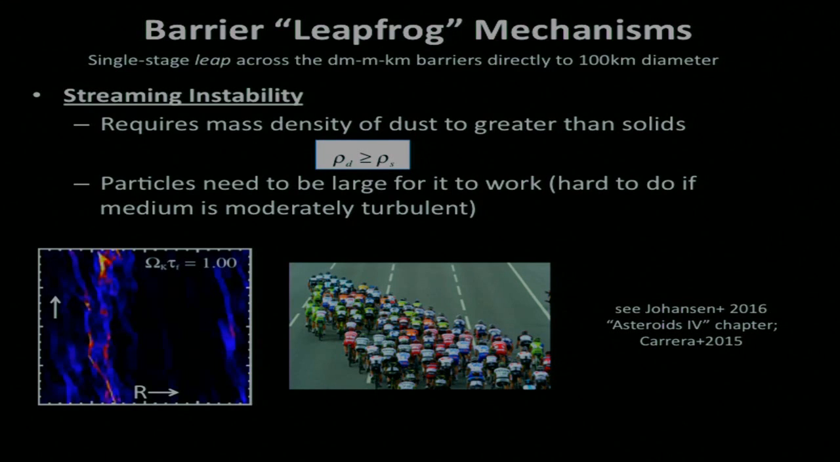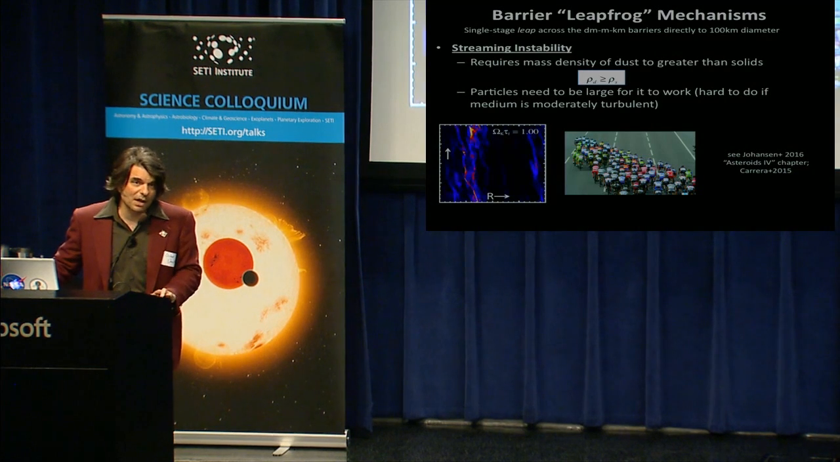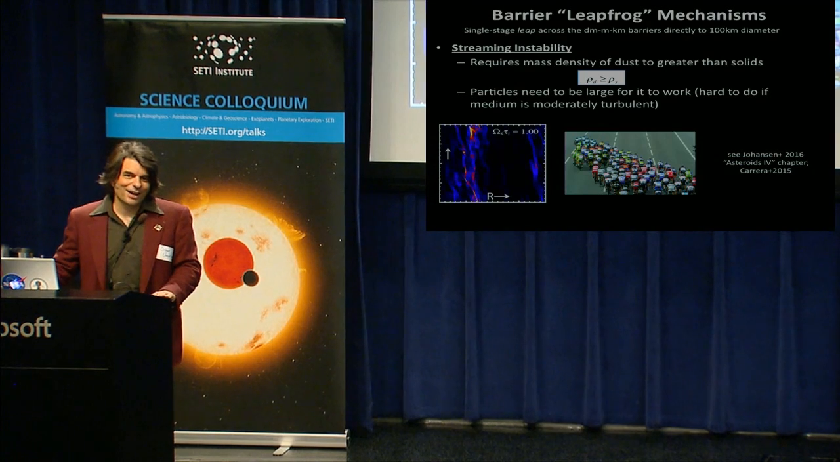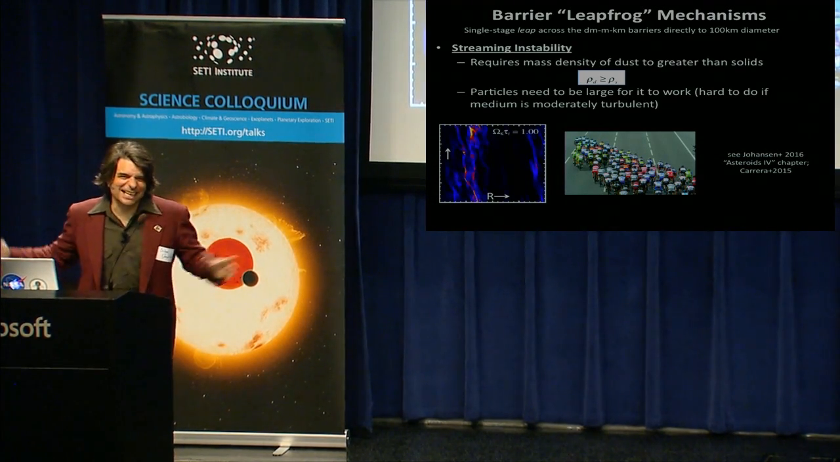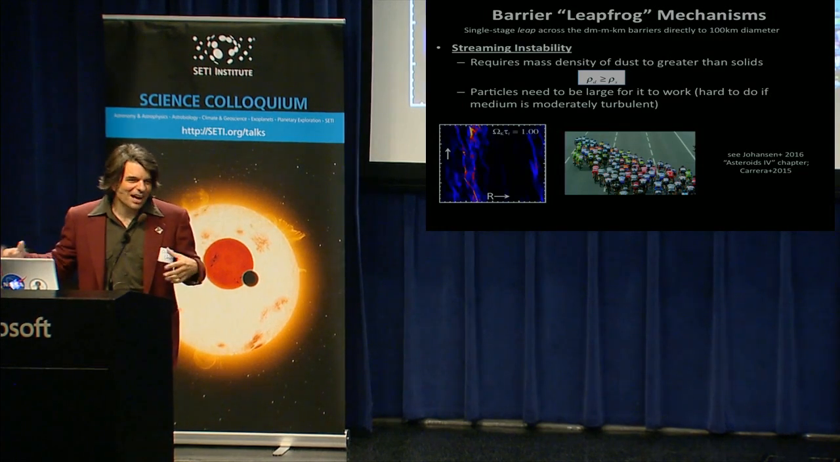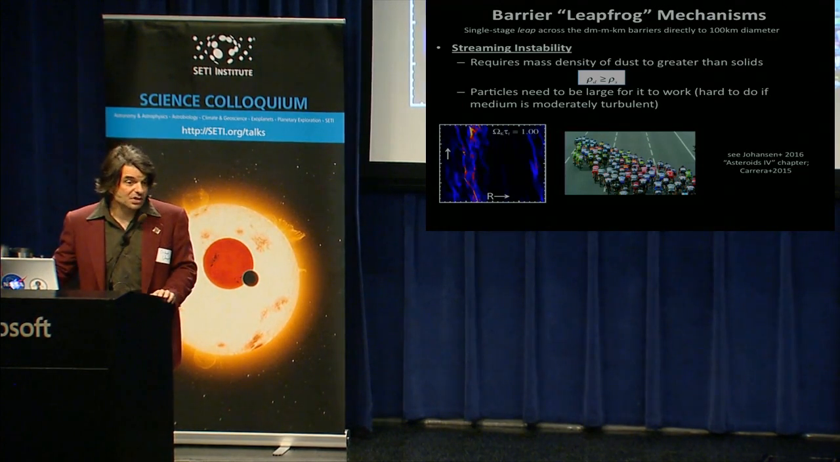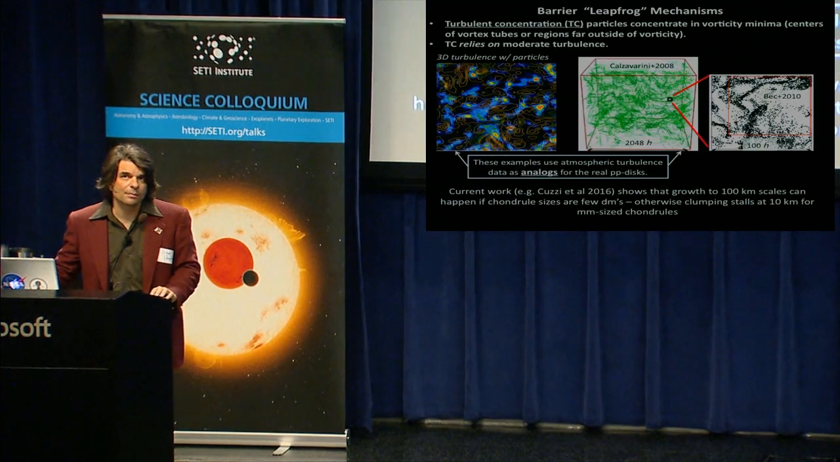The problem with this is that it requires that the density of the dust be significantly greater than the density of the gas. And this is hard to do if the medium itself is quite turbulent. Imagine trying to get this Peloton thing to go in an effective way if it was really windy, gusting all over the place. You can imagine it would be harder to form such a coherent structure.